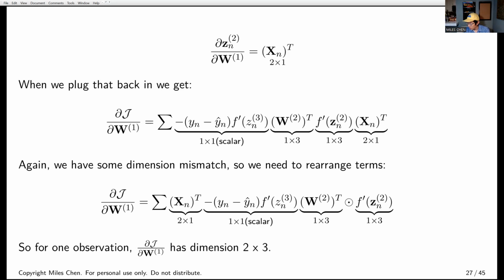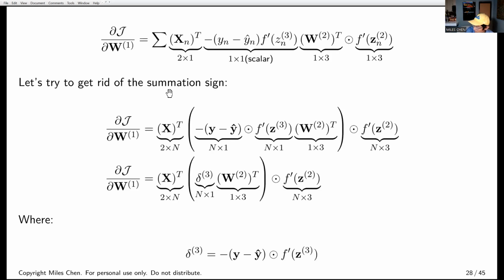Okay, so right now I have a summation for each of the n observations here. What if I expand this out? Instead of just the nth row in X, what if I take the entire X matrix? What does that look like? The entire X matrix, transposed, is going to be 2 by n. Remember, the end goal is we want a 2 by 3 matrix at the end. If I expand out the column Y, I get n by 1. Y hat is n by 1.